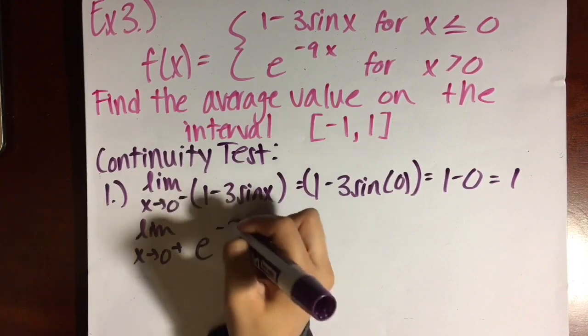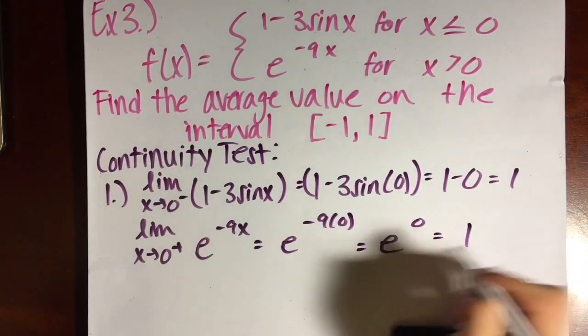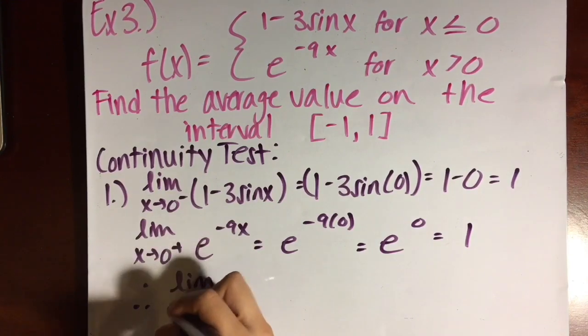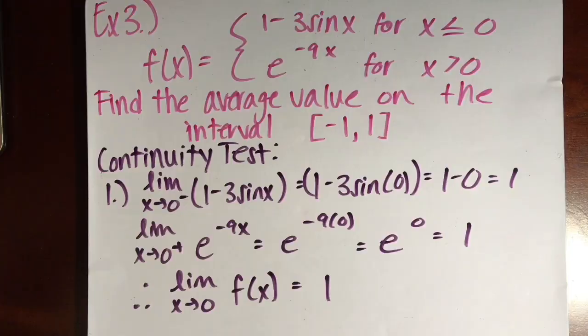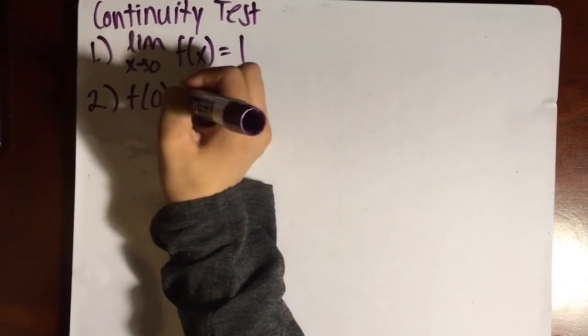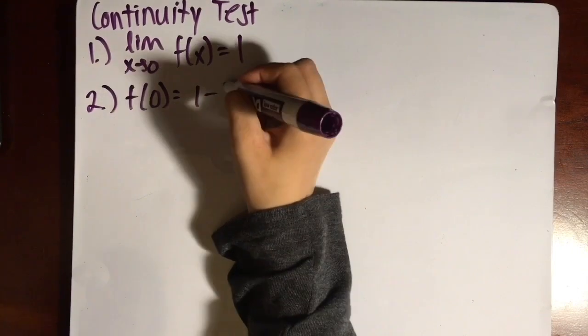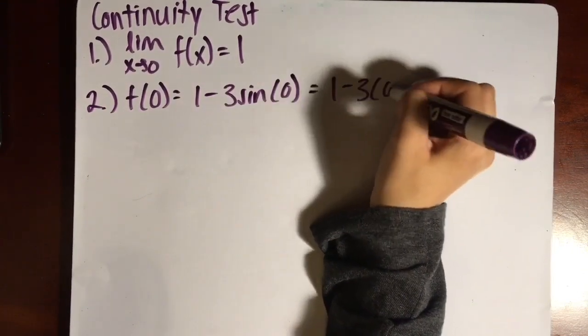By finding the limit at x equals 0 of f of x is equal to 1 minus 3 sine x, because that is the function that has the value of 0, and 0 is where the piecewise function may be split, we can see that it equals 1. Part 2 of the continuity test states that the function must exist. So we plug in 0 to f of x is equal to 1 minus 3 sine x and find that it equals 1.